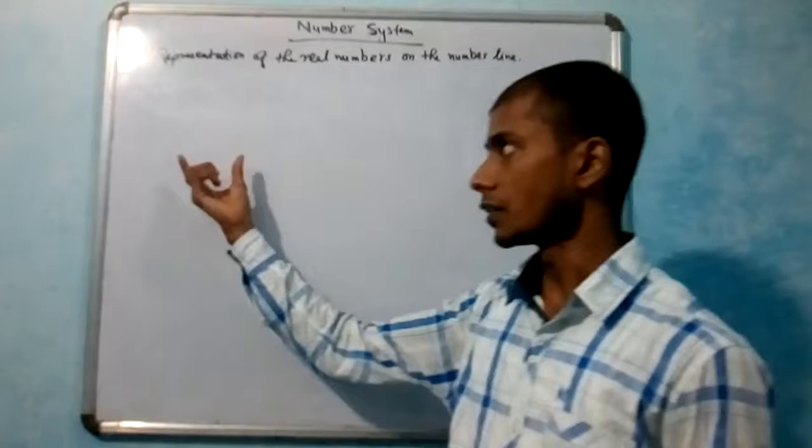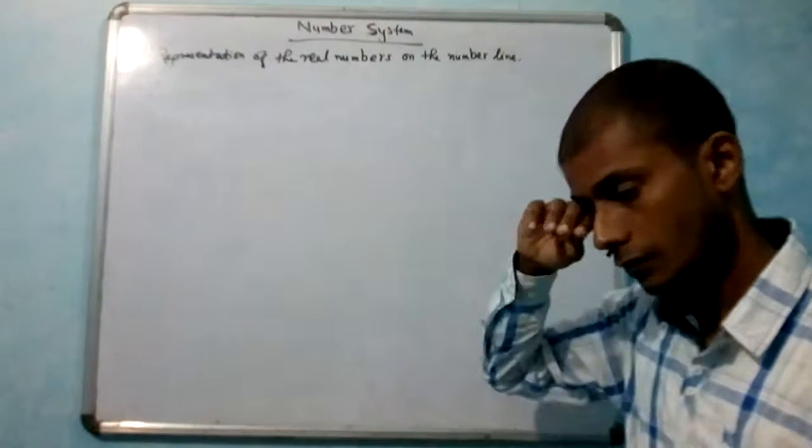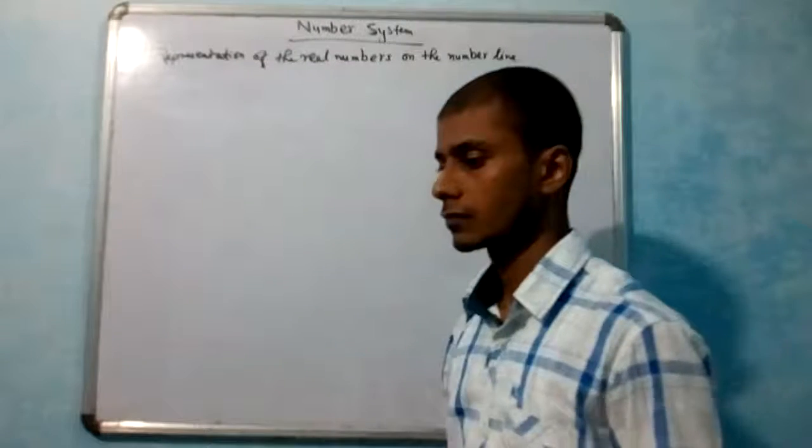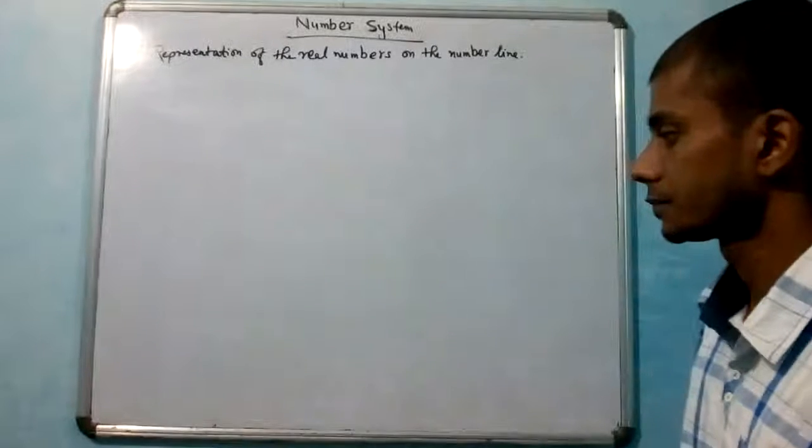Then further, real numbers were divided into two groups. Which two groups? Real numbers were further divided into two groups.